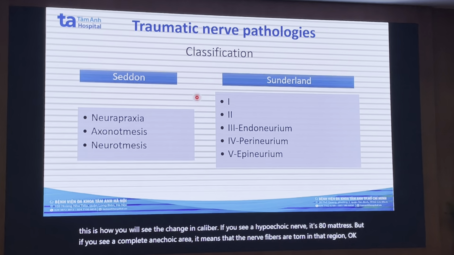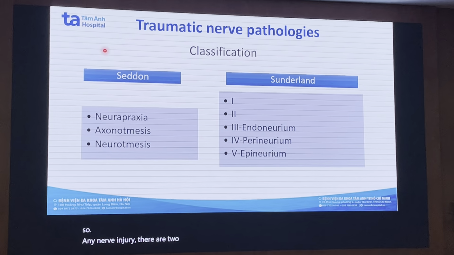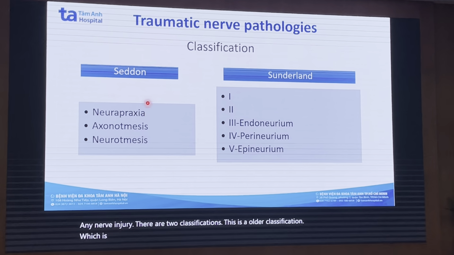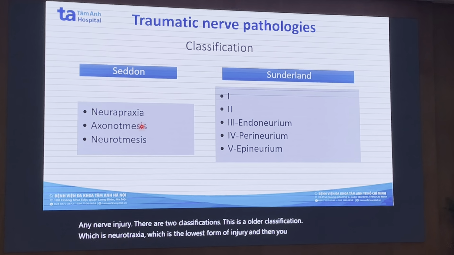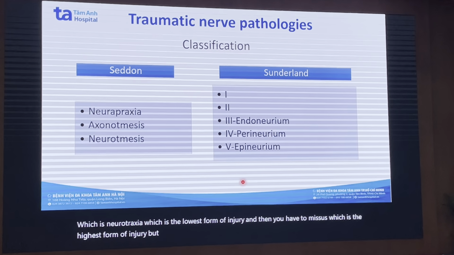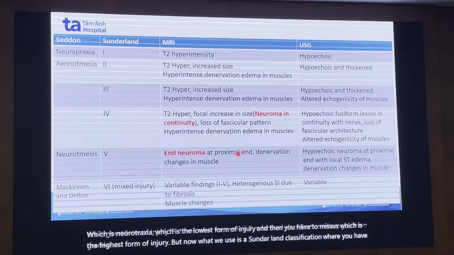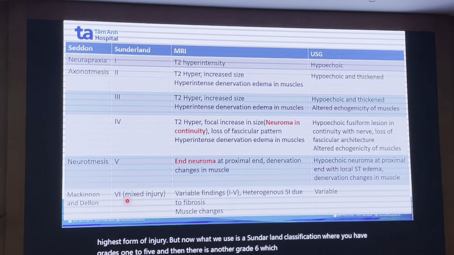So for any nerve injury, there are two classifications. This is an older classification, which is neurapraxia, which is the lowest form of injury, and then you have neurotmesis, which is the highest form of injury. But now what we use is the Sunderland classification, where you have grades 1 to 5, and then there is another grade 6, which is nothing but a mixed injury.